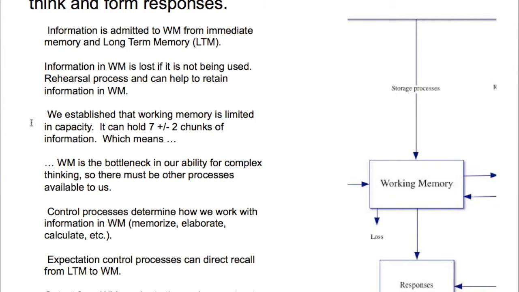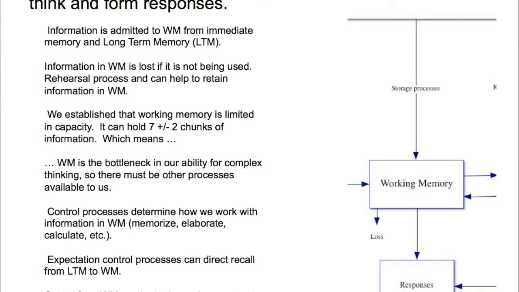Hopefully we've intuitively established that there's a limit to how much information we can hold in working memory, and the most frequently cited number for that is 7 plus or minus 2 chunks of information. So we can conclude that working memory is really a bottleneck for our ability to do complex thinking. We know that we have achieved complex thinking. Since we're not capable of doing that in working memory alone, we need to look at how we manage to accomplish this.